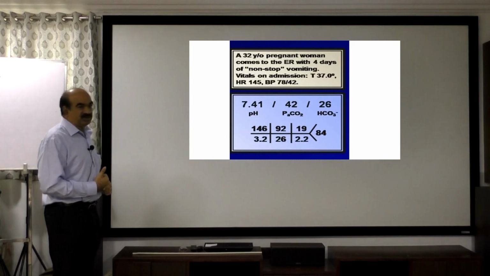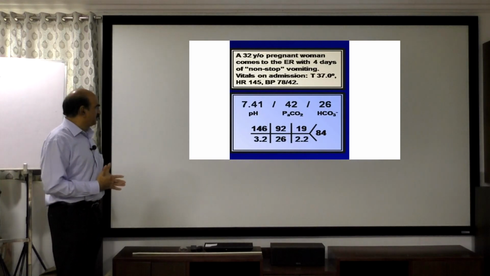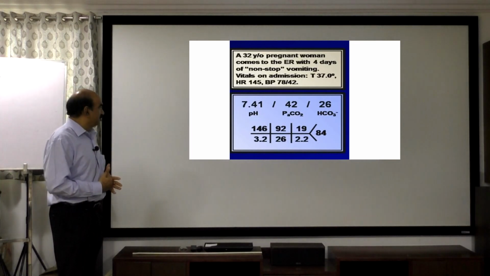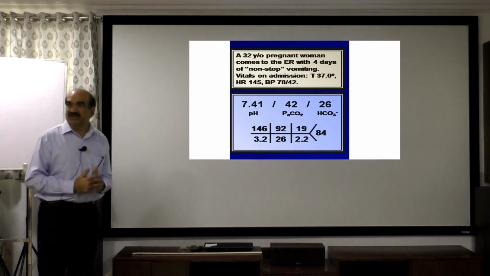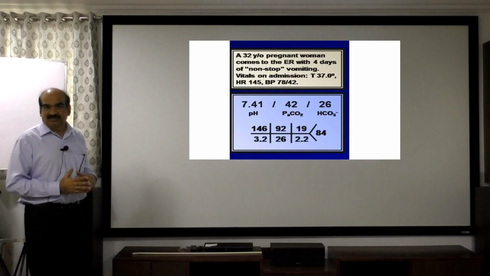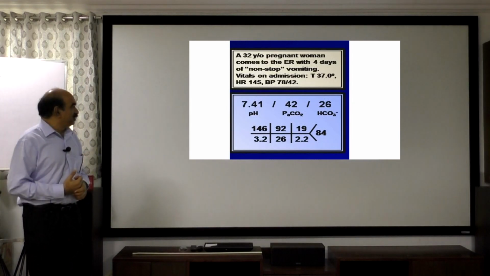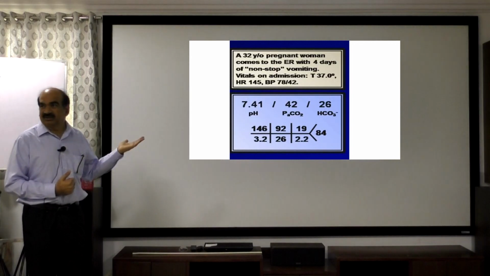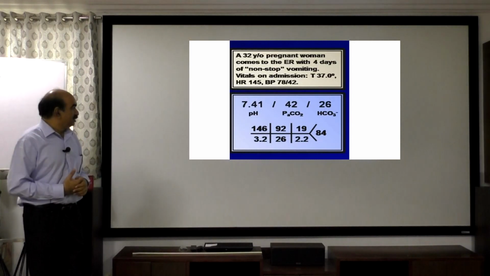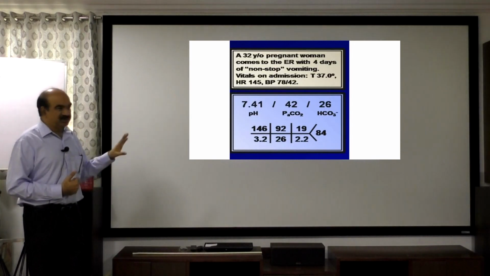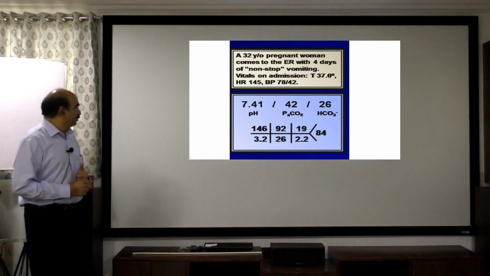Here pH is 7.41, PaCO2 42, HCO3 26. Almost all are near normal levels. Normal pH is 7.4, it is 7.41. Normal PaCO2 is 40, it is just 42. Bicarb is 24, it is just 26, almost near normal levels.